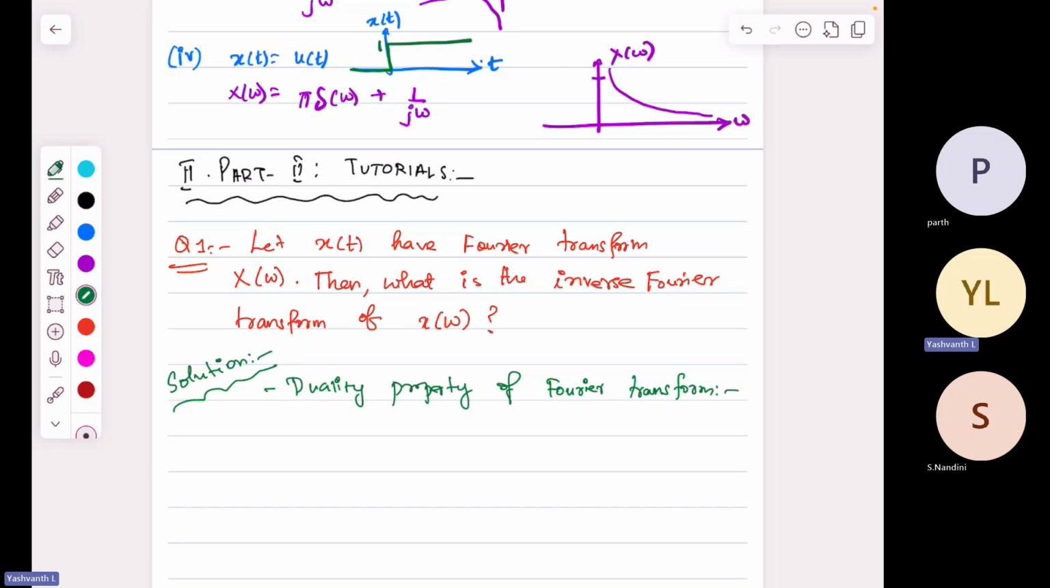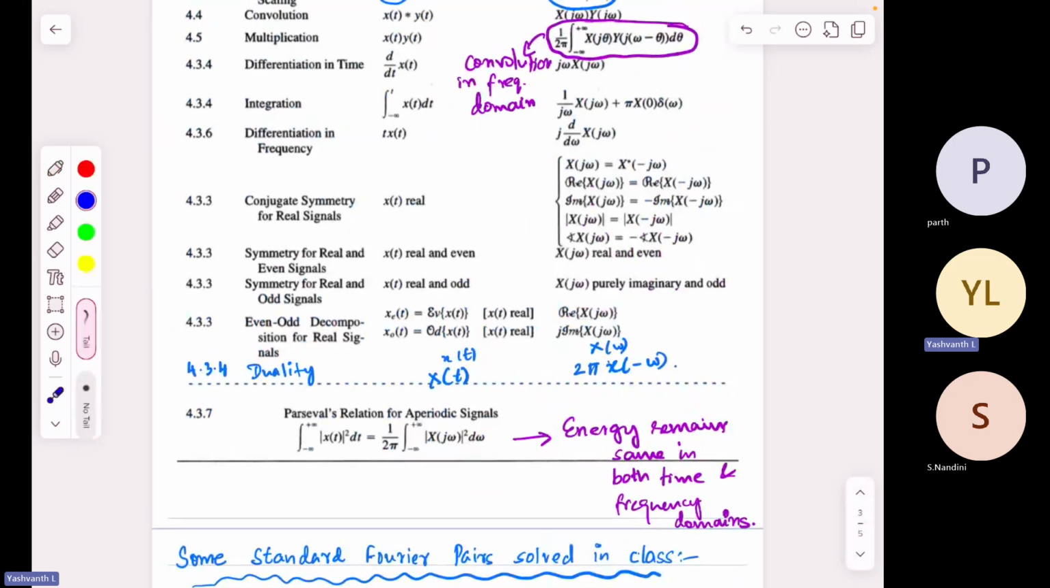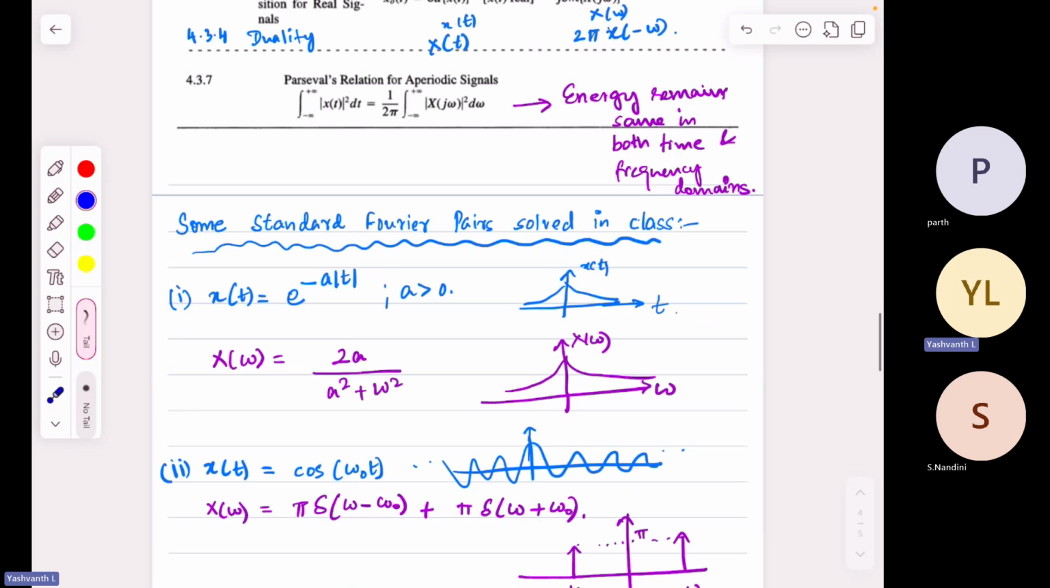What does the duality property say? If small x of t has the Fourier transform capital X of omega, then capital X of t has a Fourier transform, can anyone complete? What is the Fourier transform of capital X of t? 2 pi into small x of minus omega. Is this correct? This is the duality property of Fourier transform. You see, this is what we discussed in this table also. If small x of t has a Fourier transform capital X of omega, then this capital X function, when it is a time domain function, its corresponding Fourier transform will be 2 pi times small x of minus omega. That is what I'm writing down.